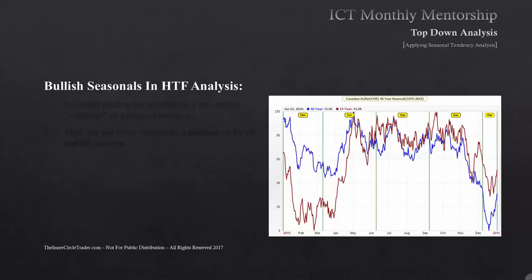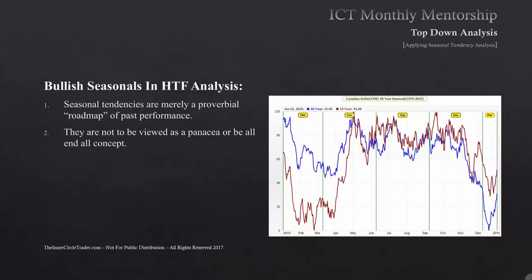Before we get into it deeper, let's bring up some points here. Seasonal tendencies are merely a proverbial roadmap of past performance, and they are not to be viewed as a panacea or a be-all, end-all concept. Despite what you may see in this teaching and the subsequent teaching in 4.2, please let me remind you that simply because it's done something in the past doesn't in any way guarantee it's going to do the same thing in the future. This is just one more tool to add a confluence of things that would already lead you to an expectation that the market should go higher or lower.